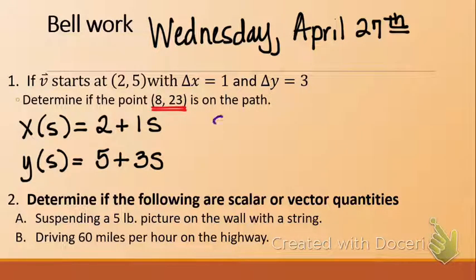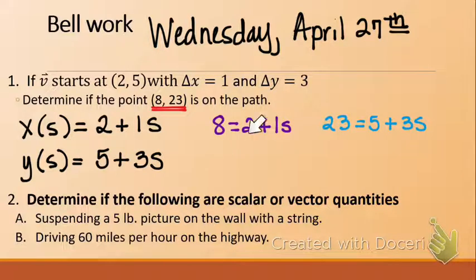So I'll have 8 equals 2 plus 1s. And then we have 23 equals 5 plus 3s. Go ahead and solve both of these equations for s. And what did you get for the first equation? You should get 6 because you're subtracting 2 and dividing by 1. And for my second equation, you should also get 6 because you're subtracting 5. 23 minus 5 is 18, and 18 divided by 3 is 6.